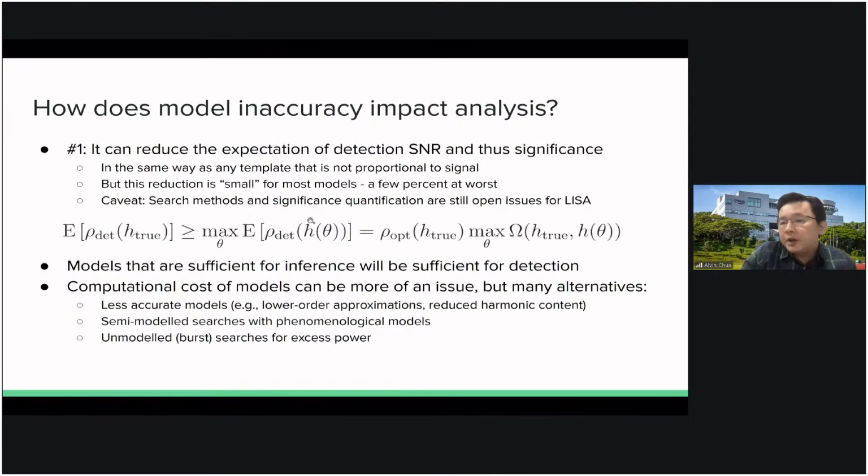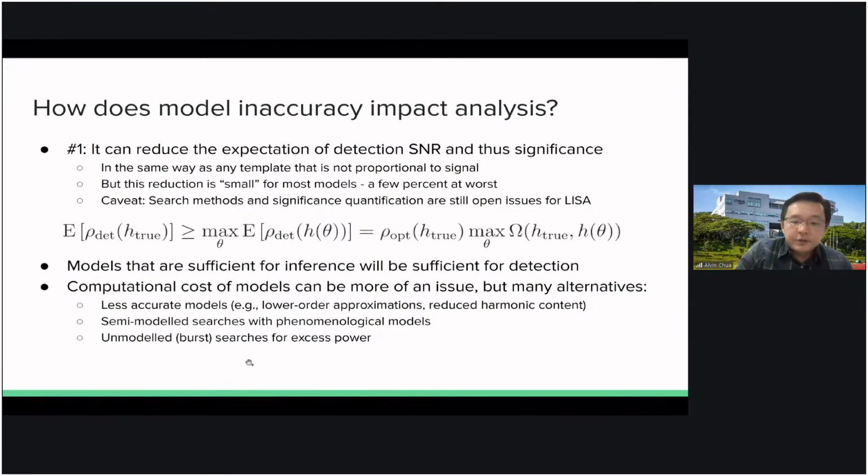The good news is that this reduction is small for most current models. In most cases, you would get a reduction of a few percent at worst. However, there is a caveat on the statement that a few percent loss in detection SNR is small, which is that for LISA, the search methods and significance quantification methods we'll use are still quite open issues. Nevertheless, I think we don't have to worry too much about detection, since we also need to do inference, and models that are sufficient for inference will naturally be sufficient for detection.